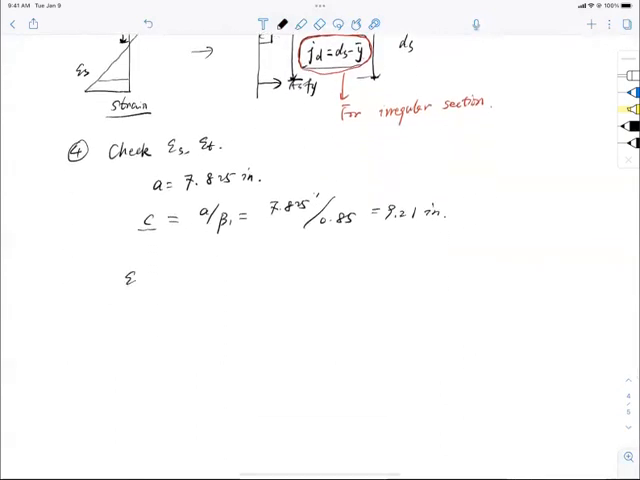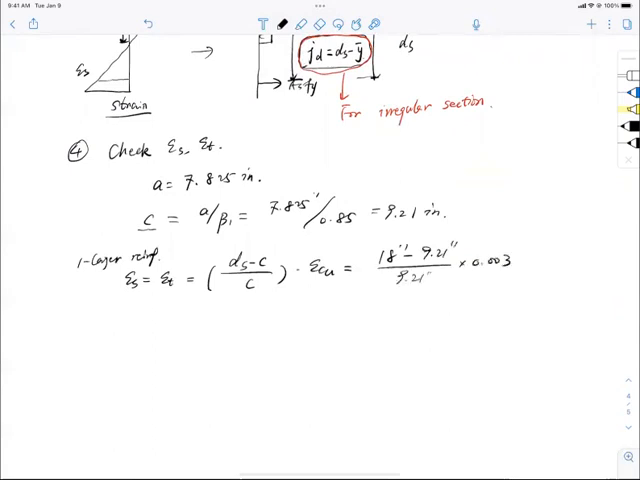So epsilon S, assuming one layer of bar, right? Assuming one layer of reinforcement, okay? Always assume that to make your life easier. So it equals (ds minus c) over c, multiplied by epsilon cu. So ds in this case is 18 inches, c is 9.21 inches, divided by 9.21 inches and multiplied by 0.003. So you end up with a strain of 0.00286.